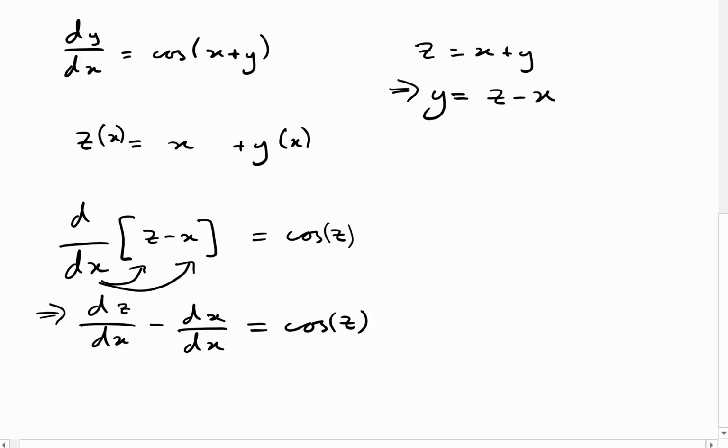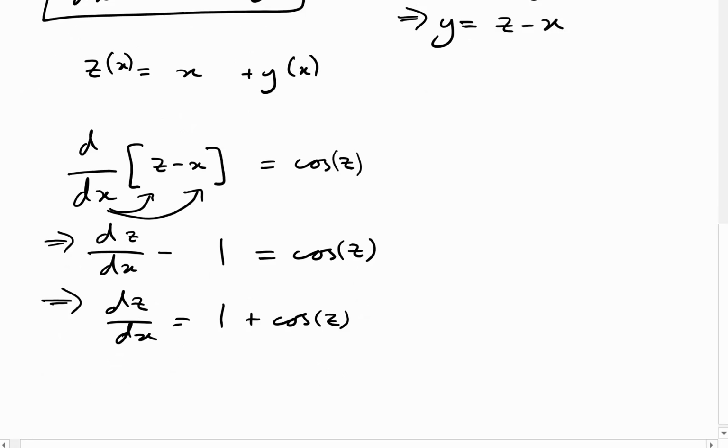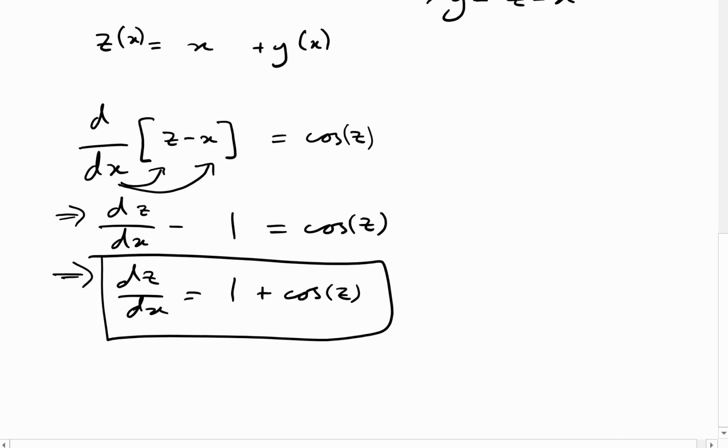But what this is also saying is, what's the derivative of x with respect to x? Well, it's obviously just going to be 1. So this is just 1 now. Therefore that implies that dz by dx is equal to 1 plus cos z, taking the 1 over to the other side. So what we've done is converted this into something we can deal with using our traditional forms.